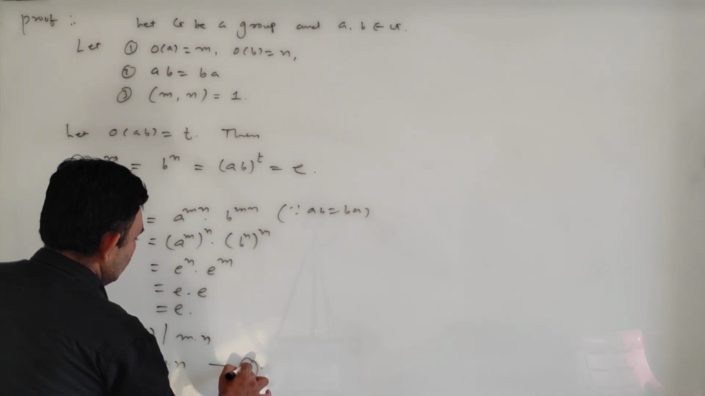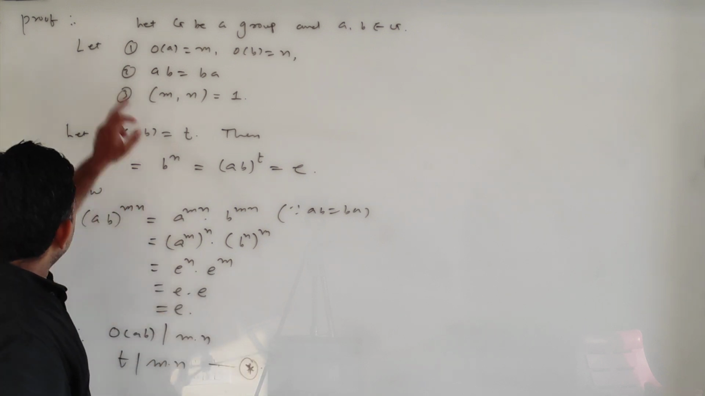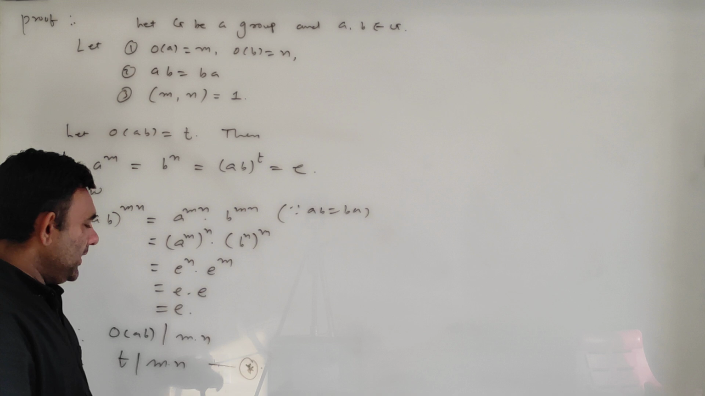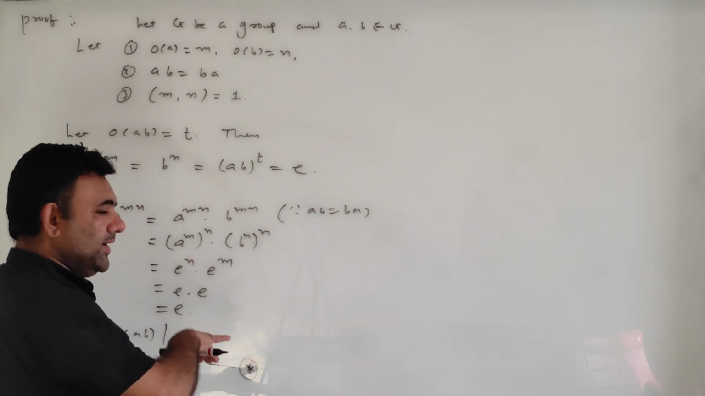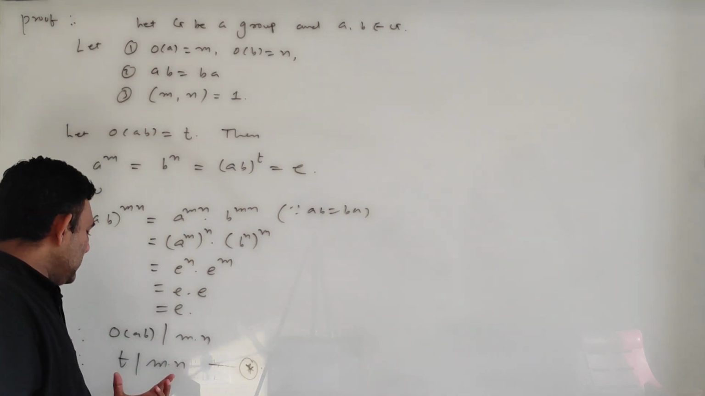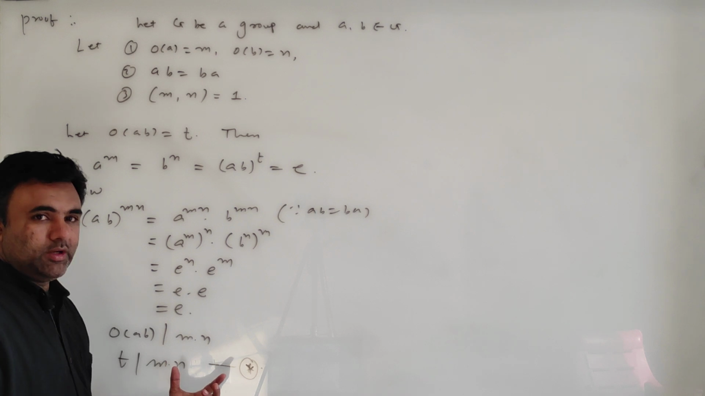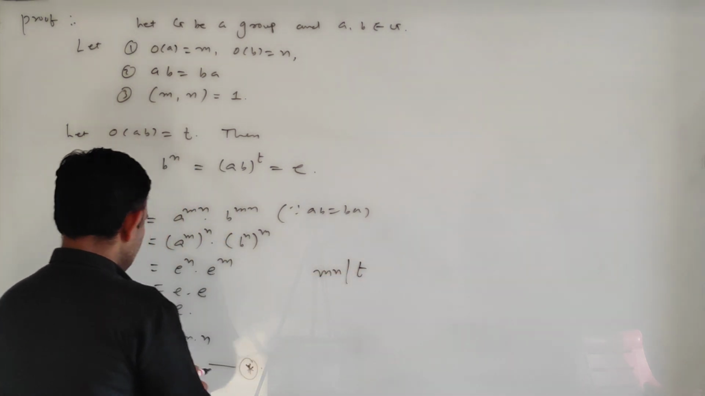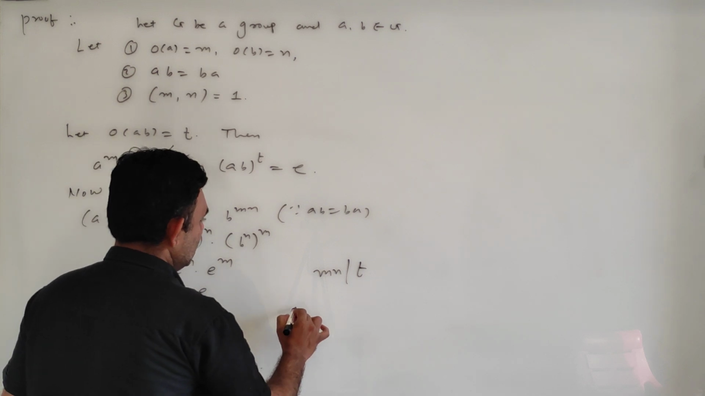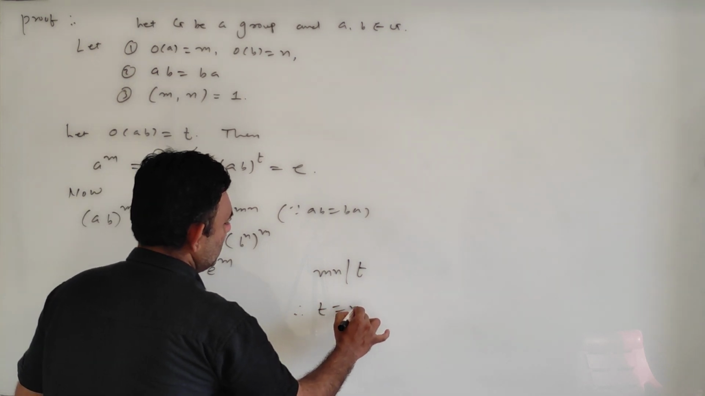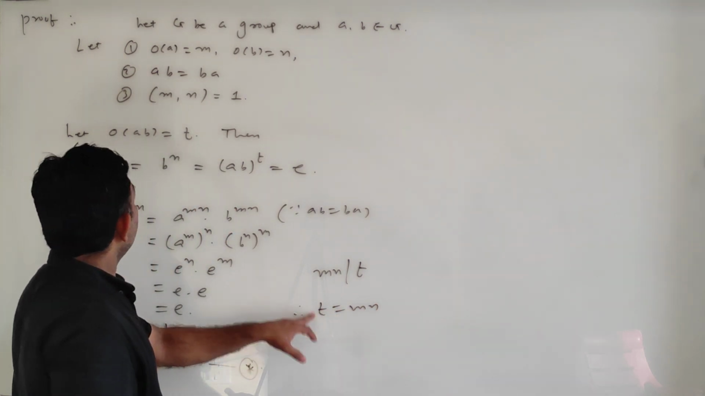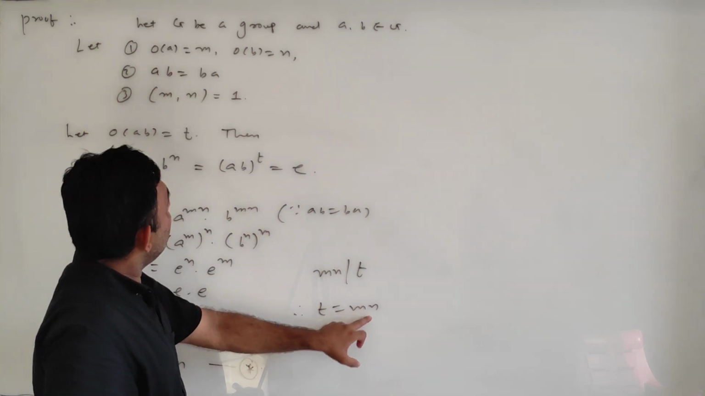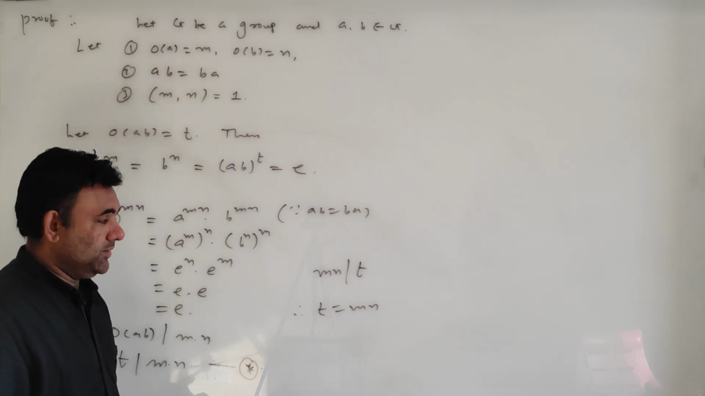Result number, say you may say it is star, because 1 I have already used here. So T will divide mn. Now if I prove mn divides T, then what do I have? If you combine these two things, then it means T is equal to mn. And what is T? T is the order of AB. And what is m? Order of A. What is n? Order of B. And we are done. So this is the idea.